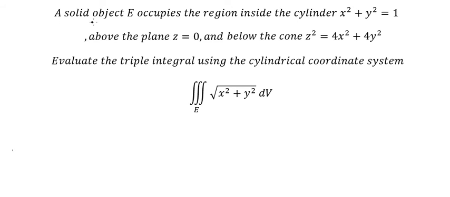A solid object E occupies the region inside the cylinder x squared plus y squared equals 1, above the plane z equals 0, below the cone z squared equals 4x squared plus 4y squared. So now I want to show you how to answer.